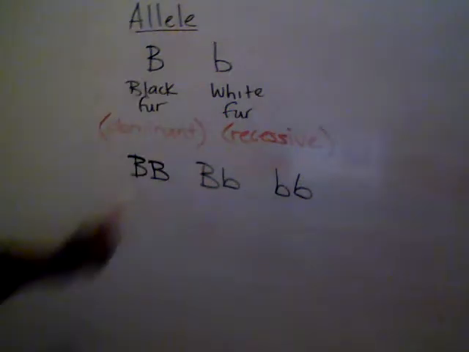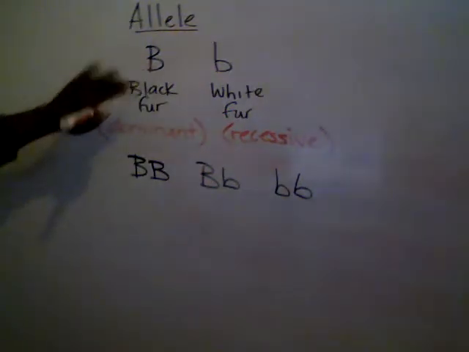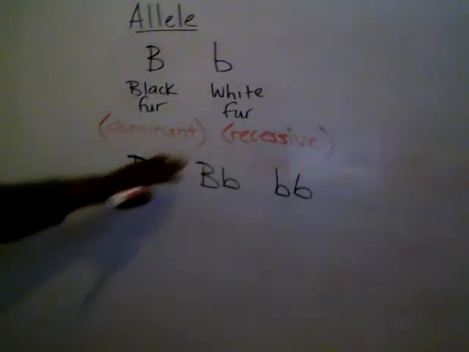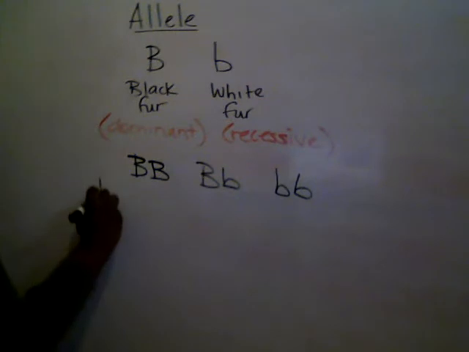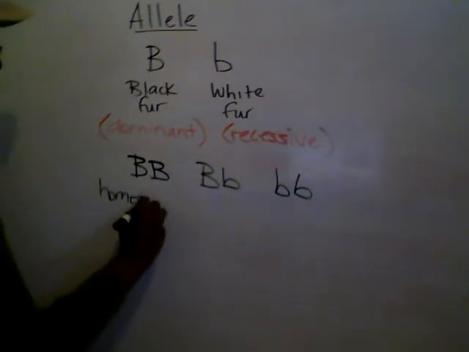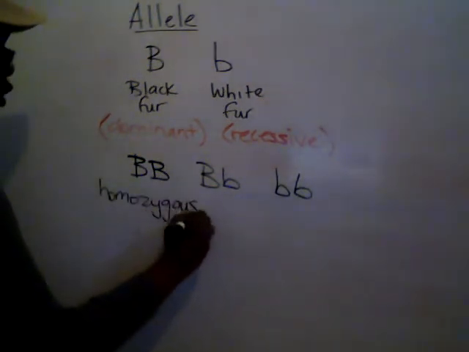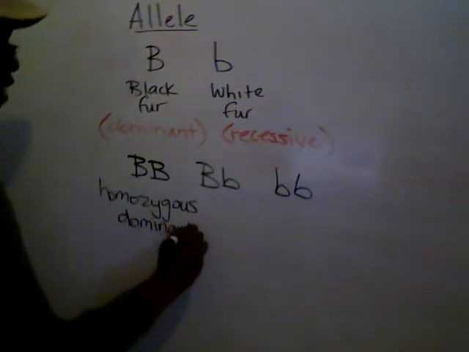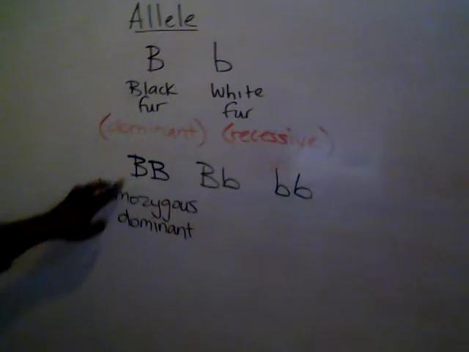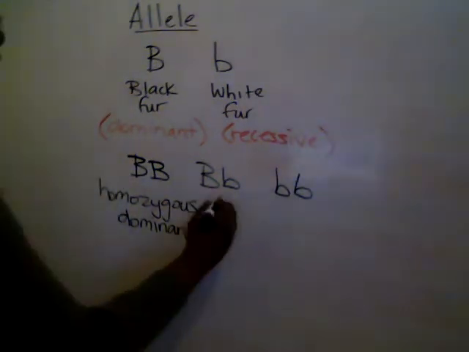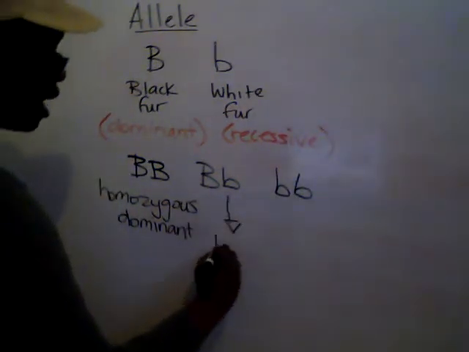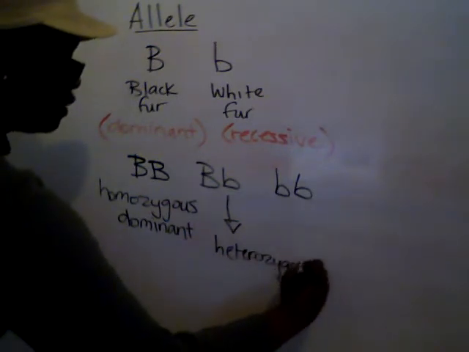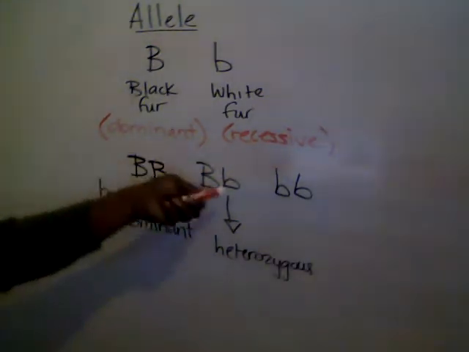So an allele is just a type of a trait. So either you can have the black allele, or you can have the white allele, or you can have one of each. So for this one, we call this homozygous dominant. Homo meaning the same. So homozygous dominant meaning they're the same letter or same allele, and they happen to both be the dominant allele. So homozygous dominant. This one we refer to as heterozygous. Hetero meaning different. So there's one of each. There's a big B and a little b.